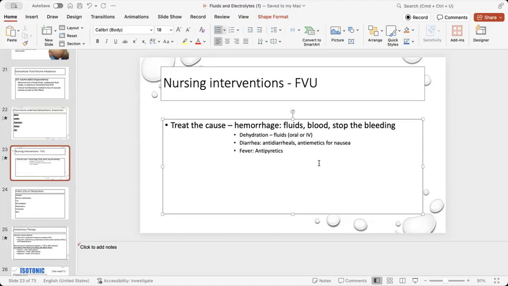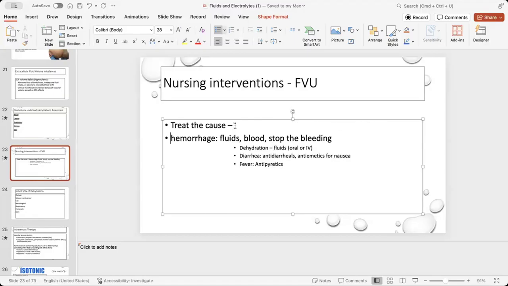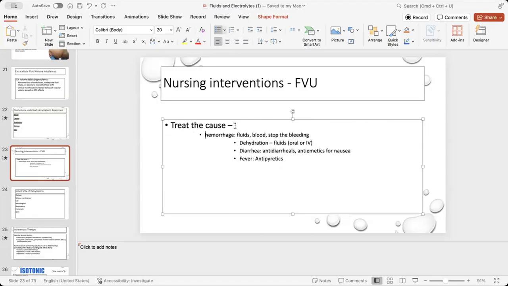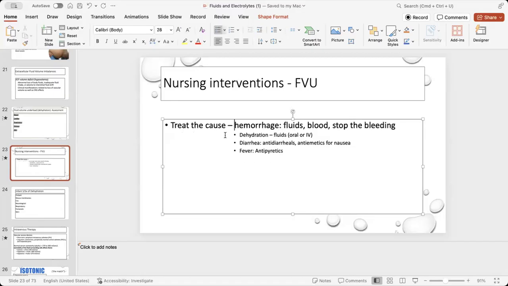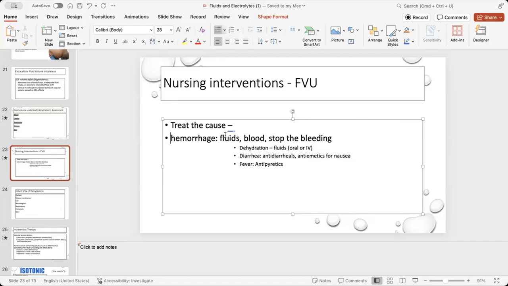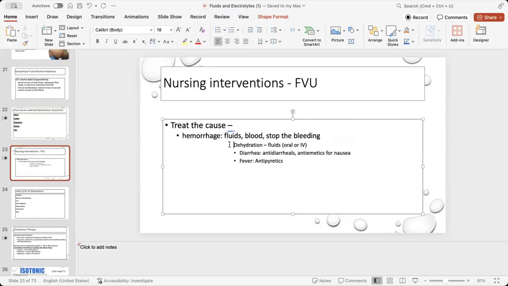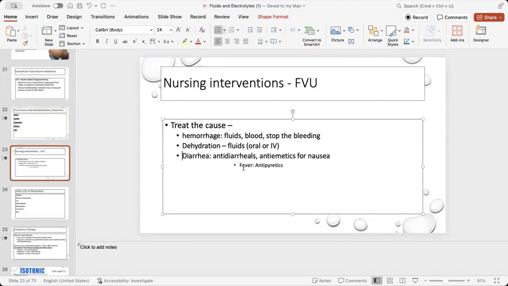What else causes this? Maybe it's a bacterial infection, GI symptoms type of thing. Could you treat it with an antibiotic? Okay, as long as it was bacterial versus viral.